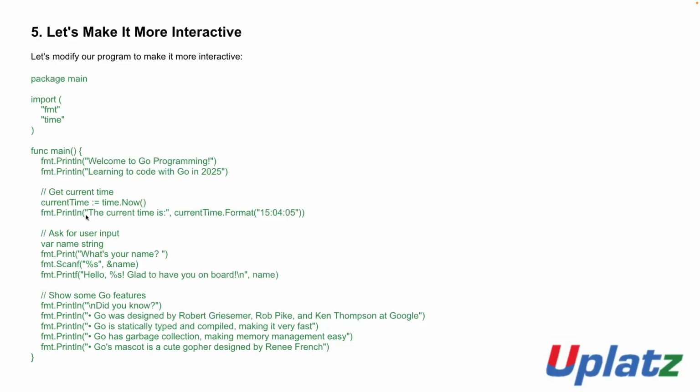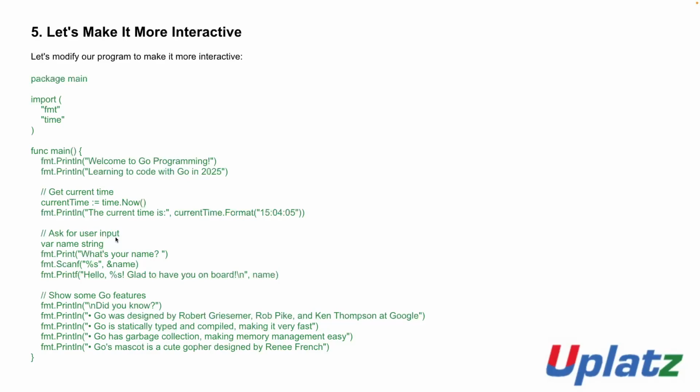fmt.Println, "The current time is" within quotes, then comma, currentTime.Format within quotes, "15:04:05". That means it's in military format. It will print this line, then this output.